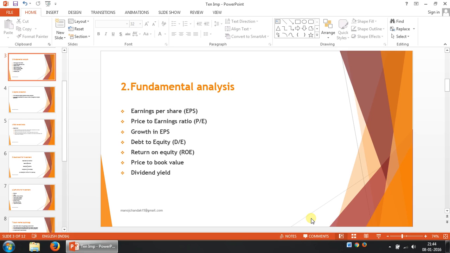Next, return on equity. It is net profit divided by shareholders' equity. This ratio helps us understand how much the shareholders earned for their investment in the company. So that is return on equity. Next is price to book value. This is again a useful ratio in analyzing the net worth of the company. It is the stock price divided by the book value of the company.